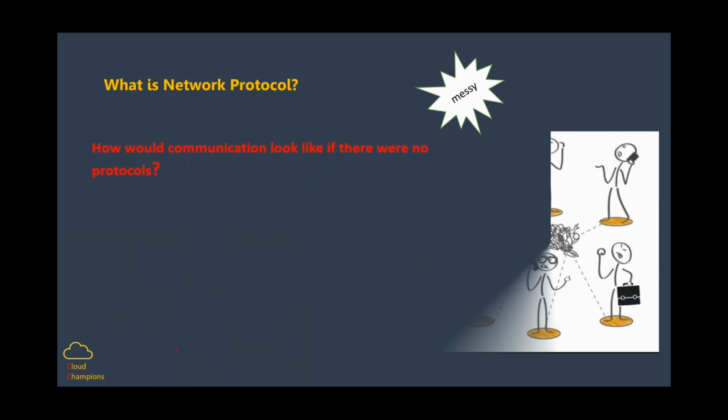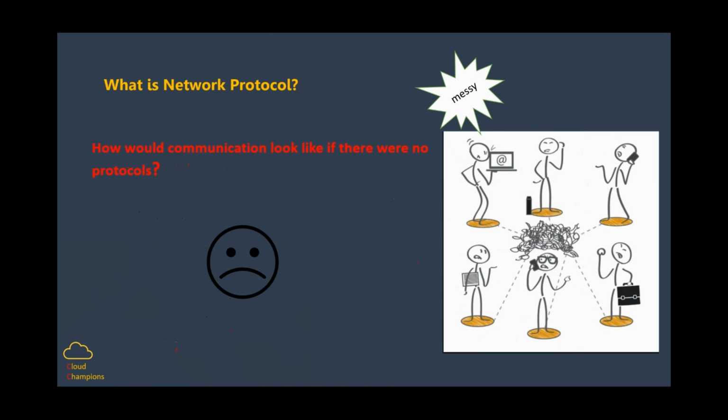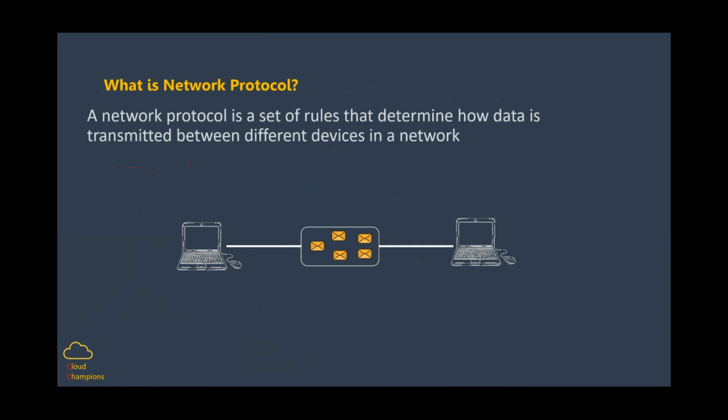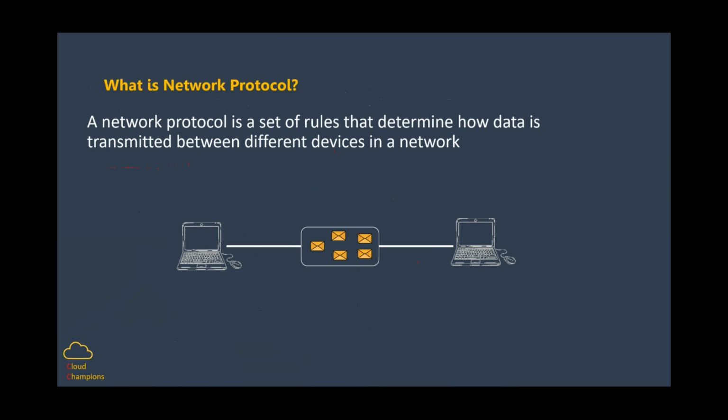So, what is a network protocol? But first, let us see how communication would look like if there were no network protocols. It will be messy and no one will be able to communicate properly. Right, back to the question, what is a network protocol? Well, a network protocol is a set of rules that determine how data is transmitted between different devices in a network. Essentially, it allows connected devices to communicate with each other regardless of any differences in their internal processes, structure, or design.